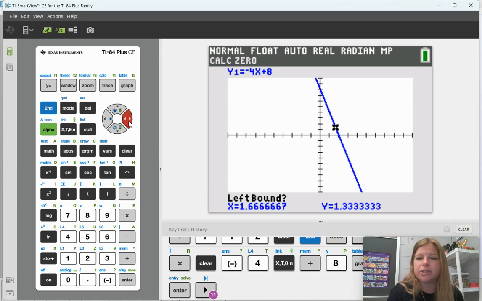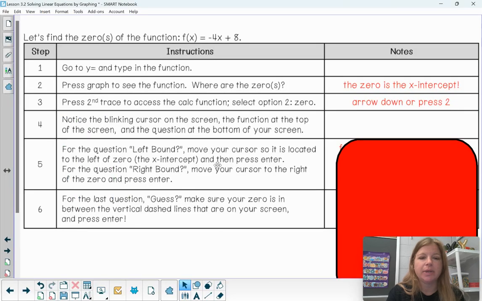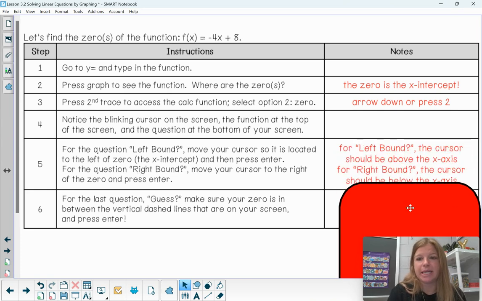So when I go ahead and do that, I'm going to move my cursor so that I know my cursor is to the left of that intercept. It's also above the x-intercept in this case for this graph, but I definitely know that my cursor is a little bit to the left of the value that I want to find, and I press enter. Now notice that my question did change. It now asks me right bound, and that means I need to move my cursor to the right of the 0 and also press enter.